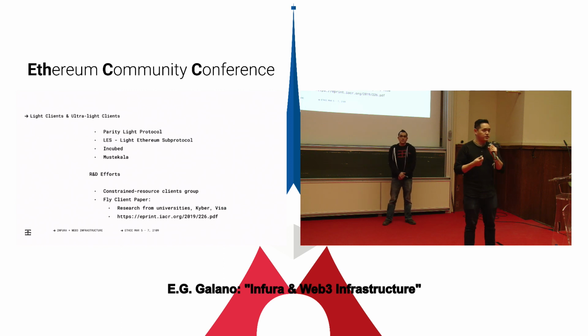Some of the R&D efforts around this: we're a member of this Constrained Resource Client group. It's a group that's really interested in looking at the problems of the current light clients and how to improve the usability of them. And the paper that we came across recently was from a few people from Stanford, Kyber, and Visa on the FlyClient. If you haven't taken a look at this paper, I recommend that you do. It's an alternative to an SPV light client that reduces the bandwidth requirement significantly, but requires a hard fork to introduce some additional information, Merkle mountain ranges, into the block headers.